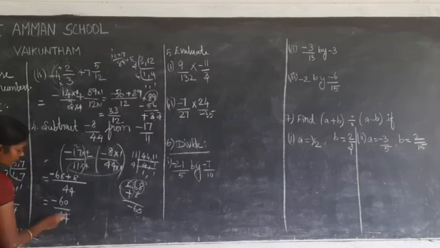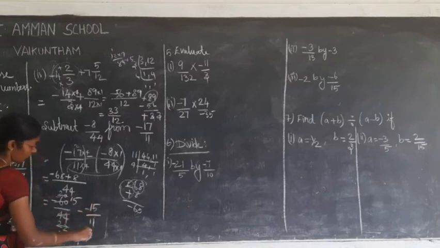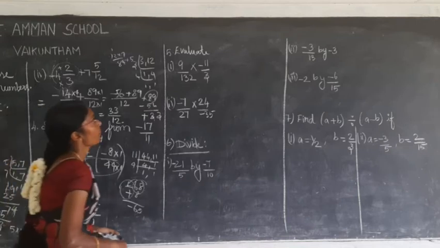You can also divide further. 2. So 3 2s are 6, 0, 1 2 is 2, 1 2 is 2. So 15 2s are 30. So the answer is minus 15 by 11. Okay, clear? So the next problem.